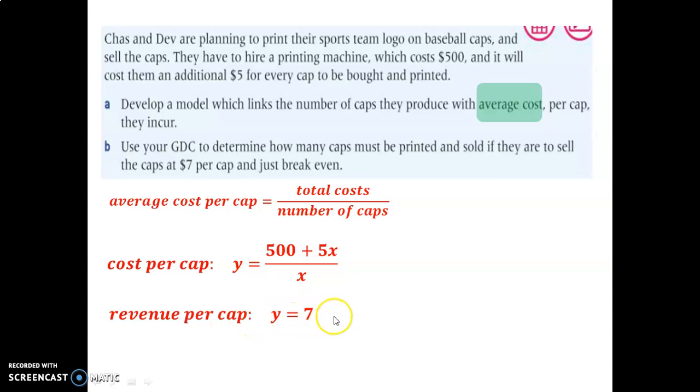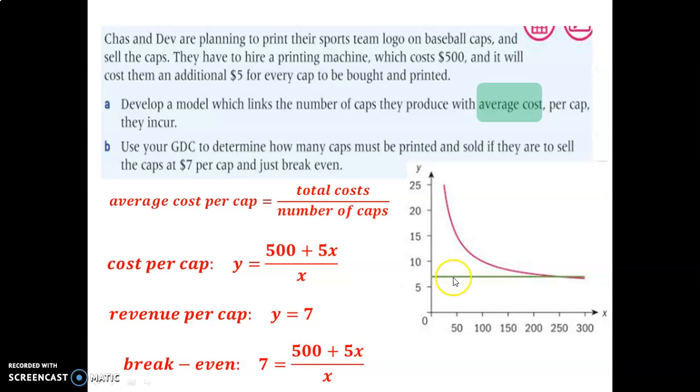That equation for that will be y equals 7. We know that the revenue is 7. So don't think you have to put 7x here. We're not looking for total revenue. We're looking for revenue per cap. So it'd be like 7x divided by x, which is just 7. Okay, so those are revenue per cap. And now we're thinking, well, we want break even. And you may remember that break even is when costs and revenue are equal, right? So here's cost per cap, and here's revenue per cap, 7. You set them equal, and if you can solve that, then you have your answer. You have your break even point.